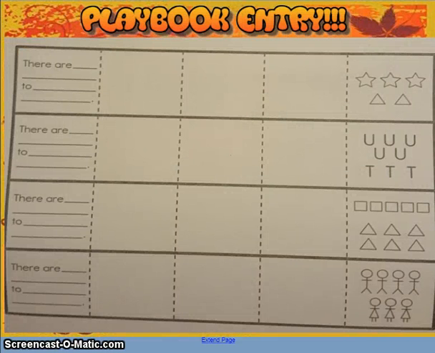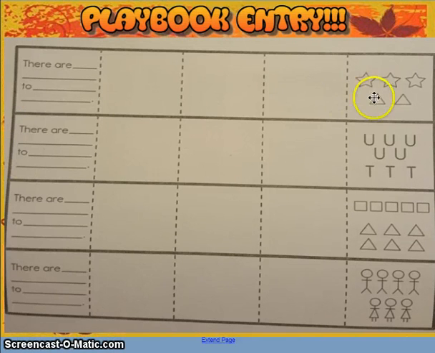Here we have the last playbook entry. You have your 3 different examples. You have your models all the way over here. And we have our words here. In between, we have 3 sections that we're going to go ahead and write our ratio the 3 different ways that we did in our previous section.